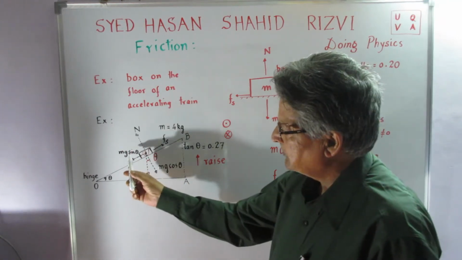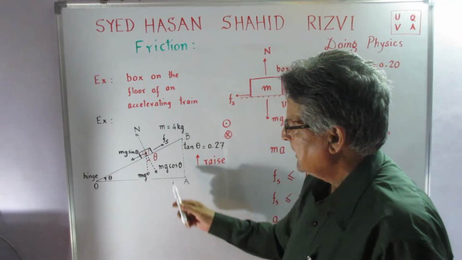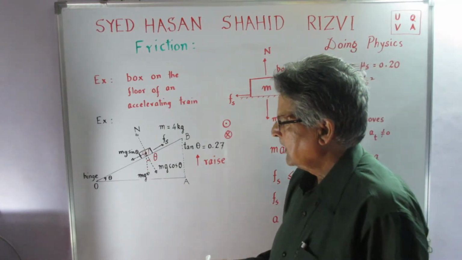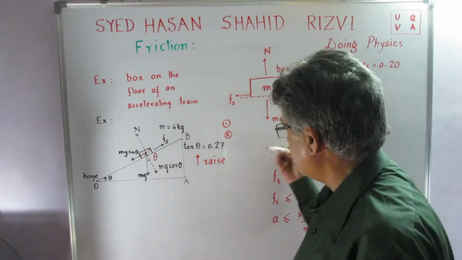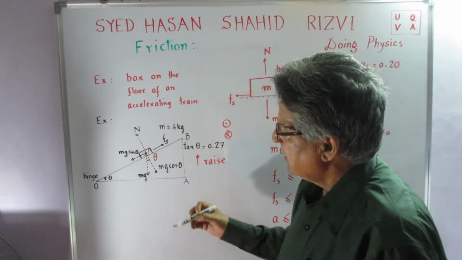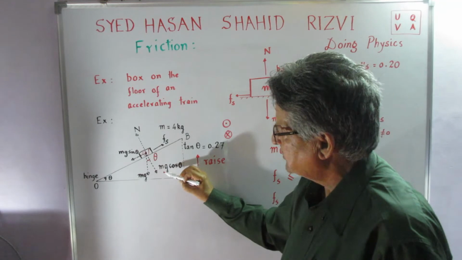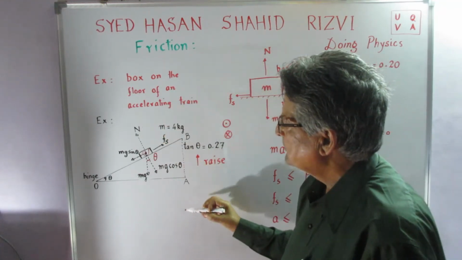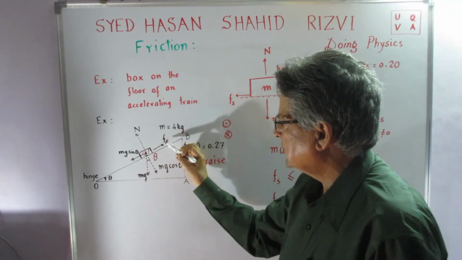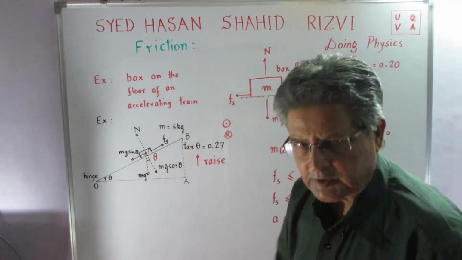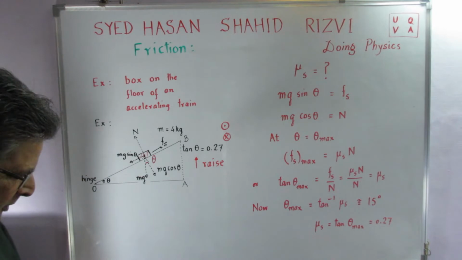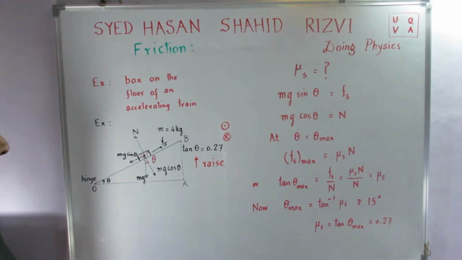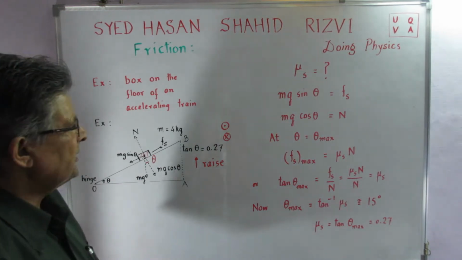So I have a mg sin theta component and a mg cos theta component. Now we can write the equations, equating mg cos theta to N and equating mg sin theta to fs. So let's do it.